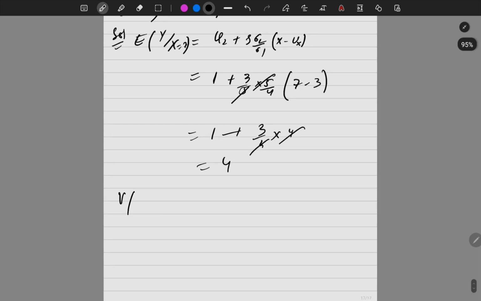Now variance of y given x, that is (1 minus rho square) sigma y square.